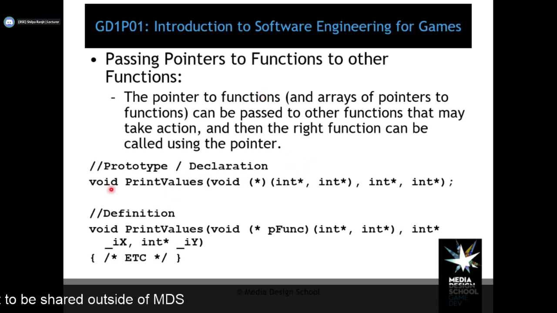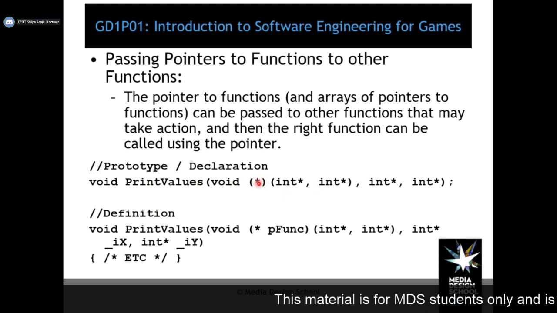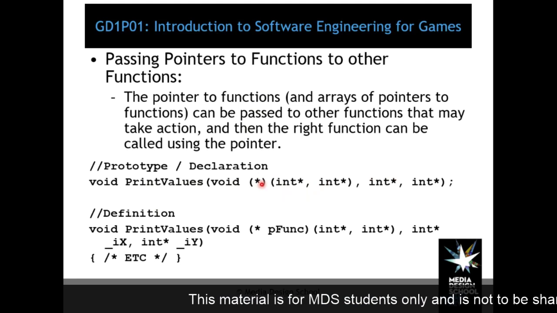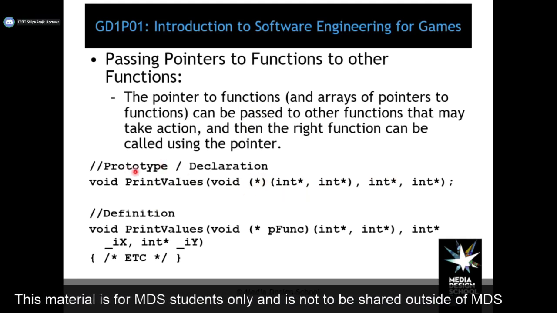You can see an example over here. There is a print values function which takes as an argument a function pointer. How do you know this is a function pointer? Because there's an asterisk in parenthesis. All right. We don't have a name here because this is just a prototype or declaration.